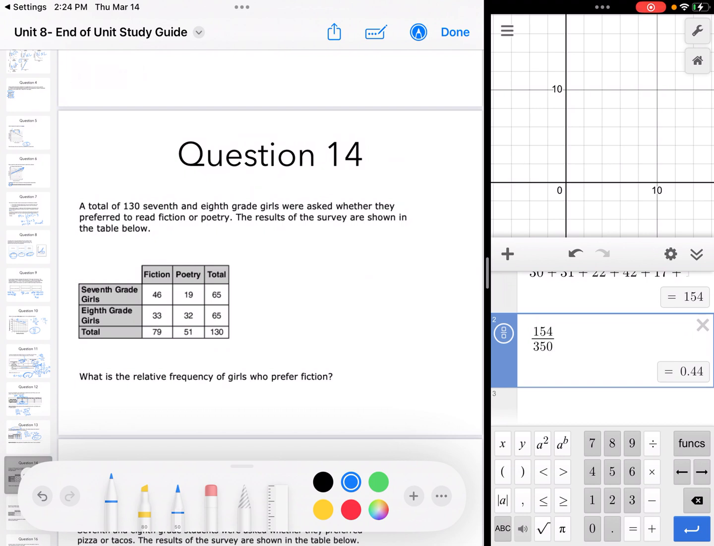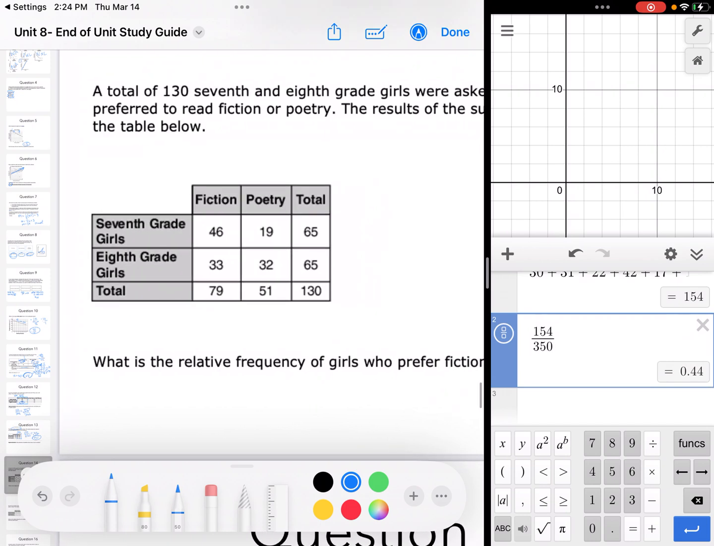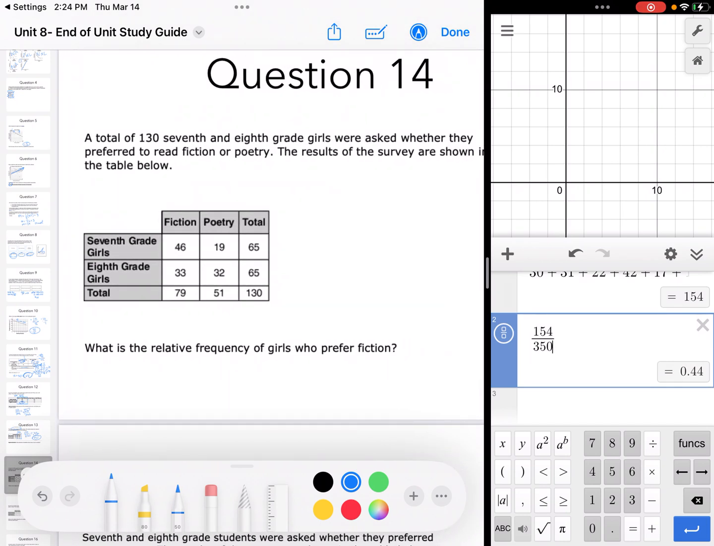A total of 137 8th grade students were asked whether they preferred to read fiction or poetry. The results are in the table. So they want the relative frequency of the girls that prefer fiction. So we're just talking about fiction. So 79 out of 130.